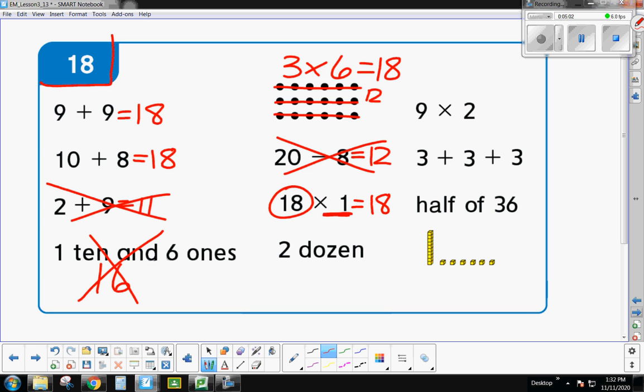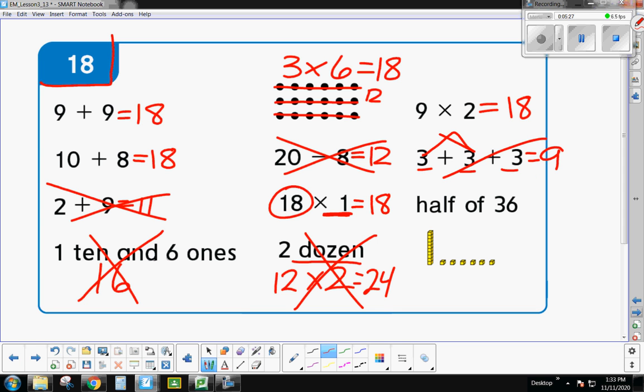How about 2 dozen? We said that 1 dozen is 12, so what if you have 2 dozen? That would equal 24. So that does not work. 9 times 2, 9 groups of 2 or 2 groups of 9, that equals 18. 3 plus 3 plus 3. Well, 3 plus 3 is 6, plus 3 more is 9, so that does not work.